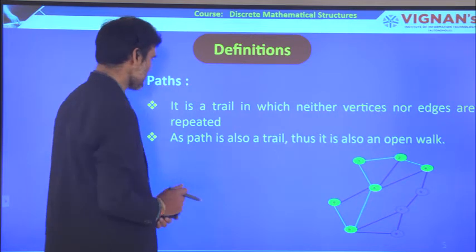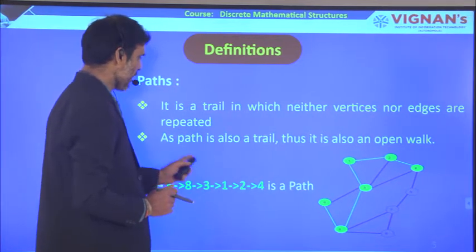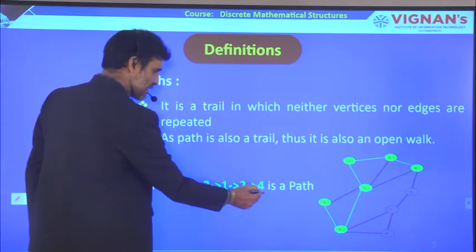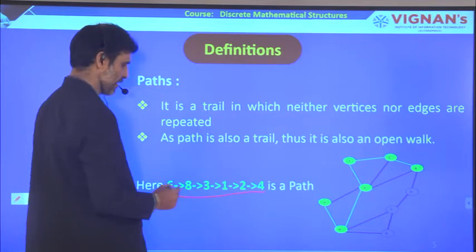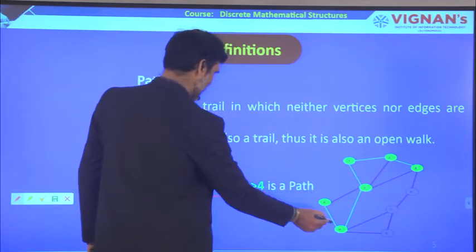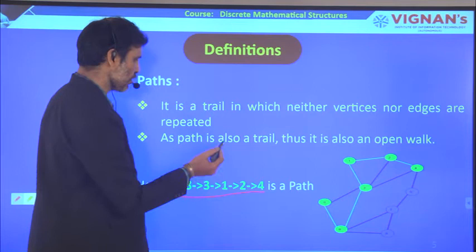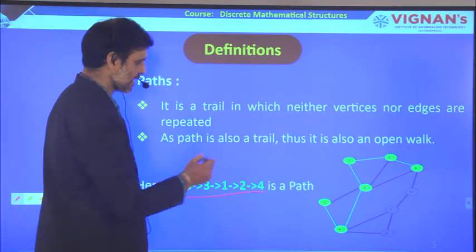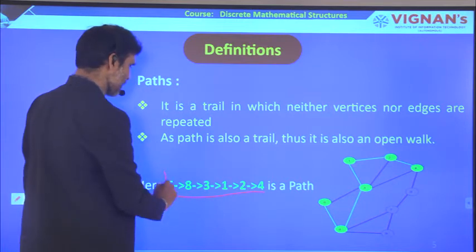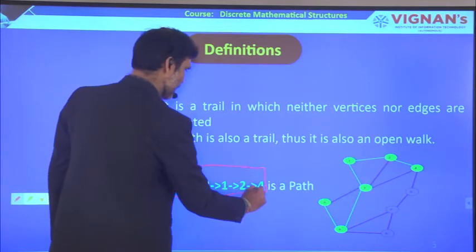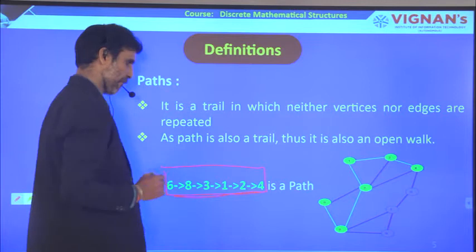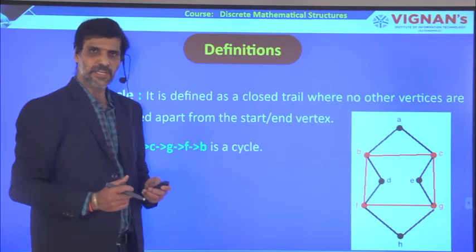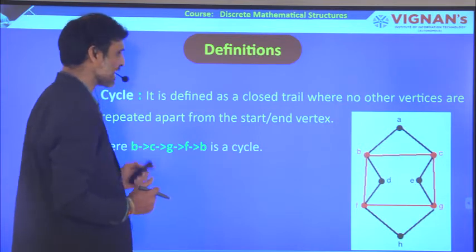So we discussed that point just now. Now this is the path which is given here. If you go through this path, no vertex is repeated and no edge is repeated: 6 to 8, 8 to 3, 3 to 1, 1 to 2, 2 to 4. So it is clearly mentioned like that. No vertex is repeated here and no edge is repeated, therefore it is called a path. Now coming to the next definition. What do you mean by a cycle?